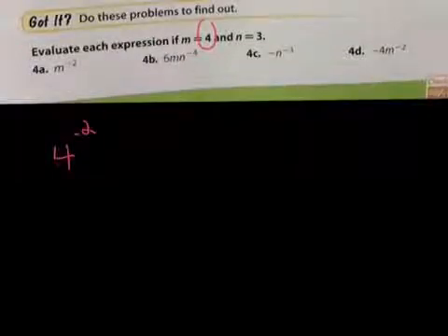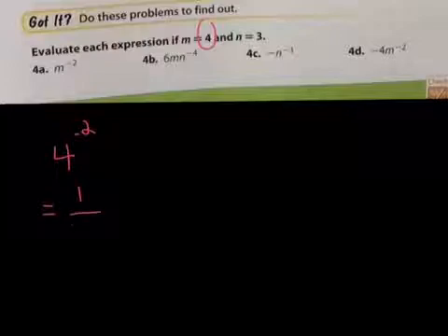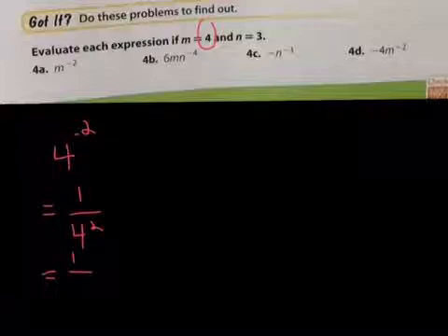Alright, I hope you paused the video. Let's do 4a. M equals 4, right? M equals 4, so I'm just going to go right ahead and write it as 4 to the negative 2, which is the same as saying 1 over 4 to the 2nd power, which is the same as saying 1/16, because 4 times 4 equals 16, right?